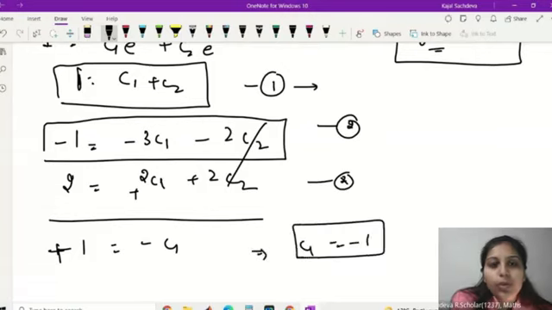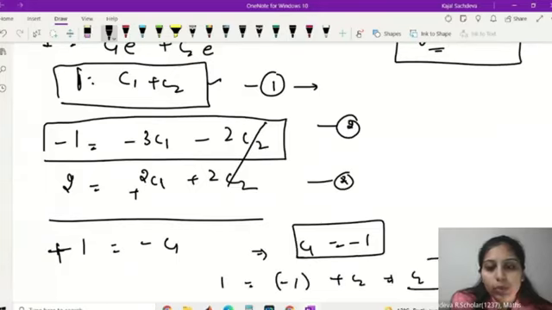If c1 is equal to minus 1, then put it back in the first equation: 1 is equal to c1, that is minus 1, plus c2. This gives c2 is equal to 1 plus 1, that is 2. So c1 is equal to minus 1 and c2 is equal to 2.